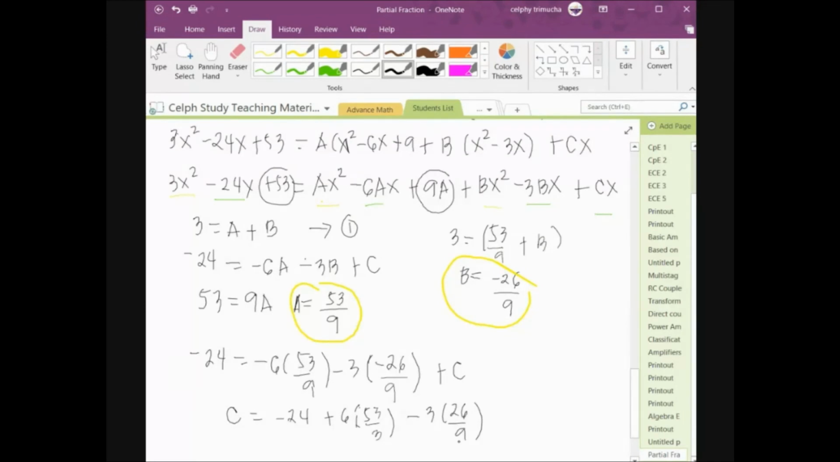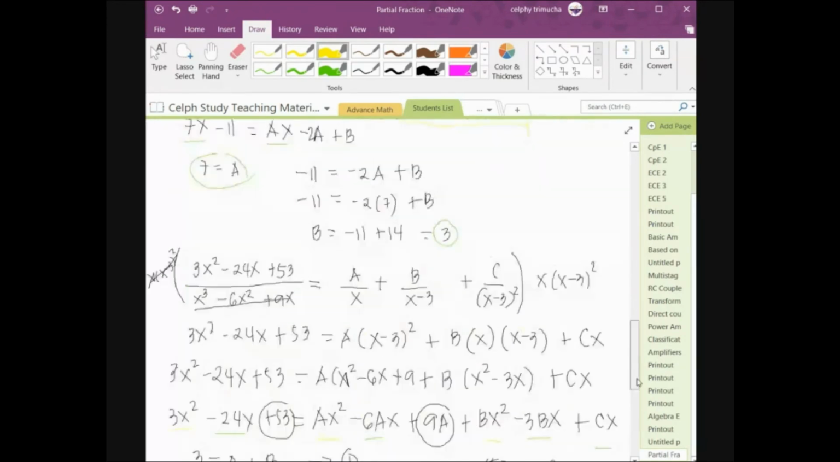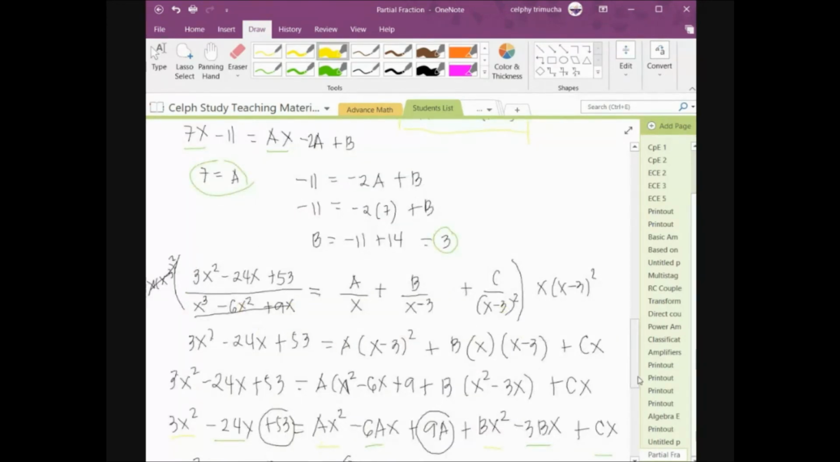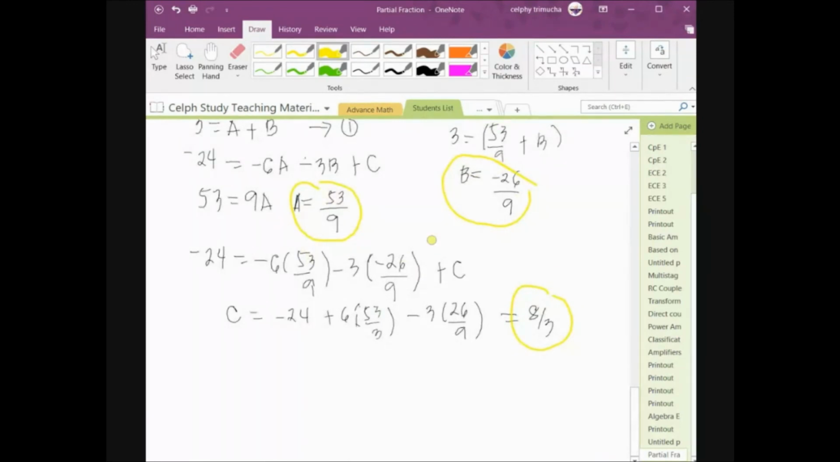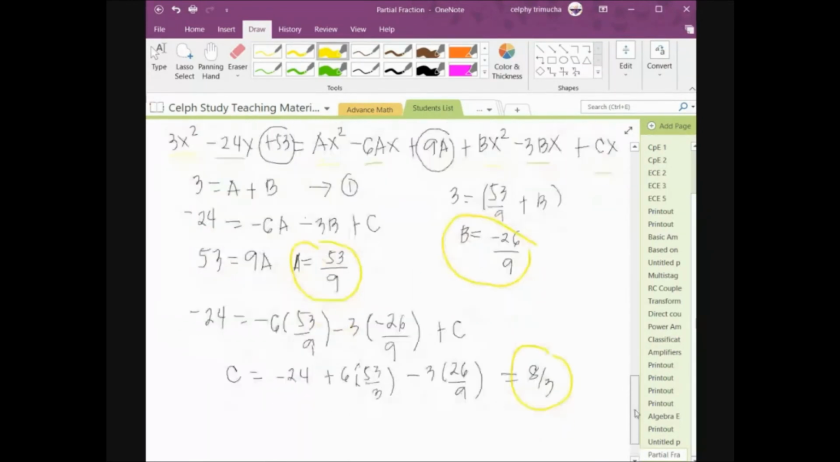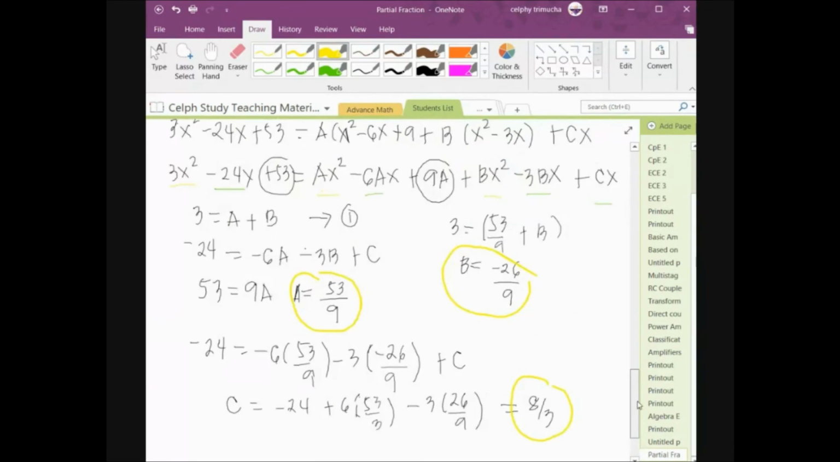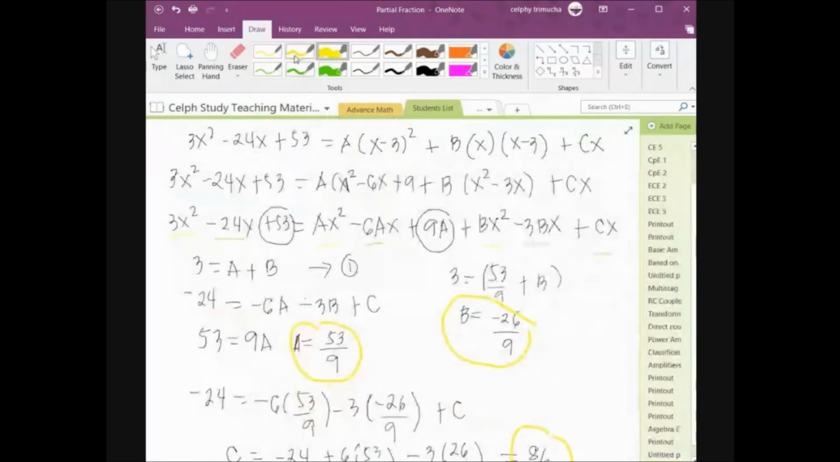Use your calculators. 8 over 3, sir. So 8 all over 3. So that is our answer for the value of C. Okay. So we have A, we have B, and we have C. So we tried to decompose the value of our original equation, which is rather long, into the values of A, B, and C.